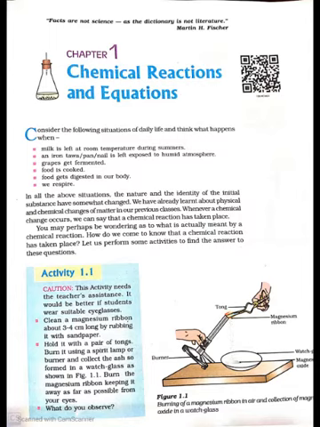Now questions. 1. Why does the color of copper sulfate solution change when an iron nail is dipped in it? Question 2. Give an example of a double displacement reaction other than the one given in activity 1.10. Question 3. Identify the substances that are oxidized and the substances that are reduced in the following reactions. 1. 4Na + O2 gives 2Na2O. 2. CuO + H2 gives Cu + H2O.